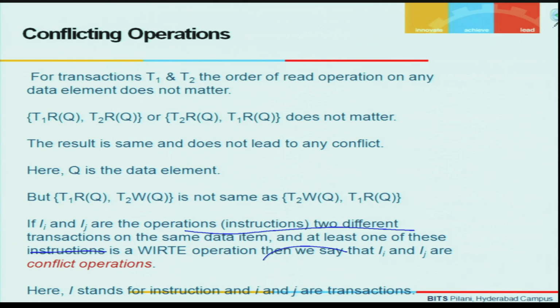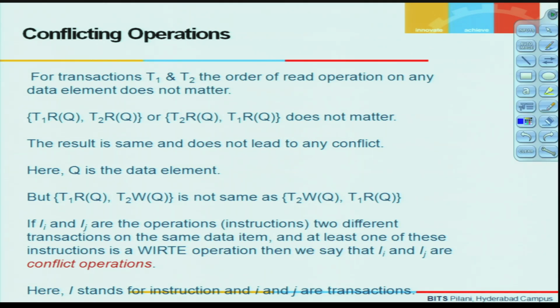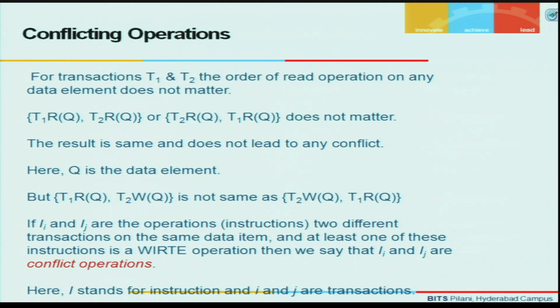Now we will look at other important notions like conflicting operations and conflict serializability. If we consider transactions T1 and T2, the order of read operations on any data item does not matter, because I have transactions T1 and T2 being executed in a concurrent way. If I have some data item X, and both of them are just reading the data value, then I don't have any issue, because just reading the data item will not create any problem, hence it does not matter as far as the consistency is concerned.